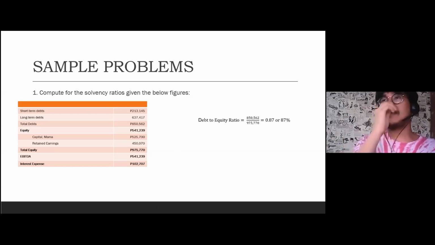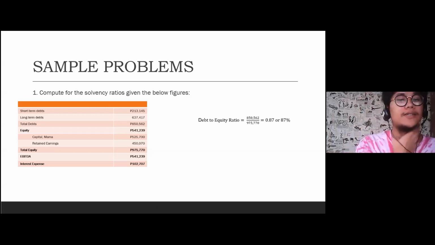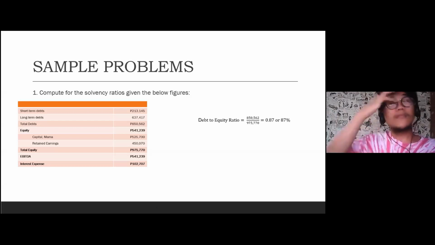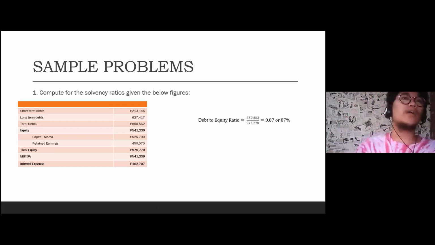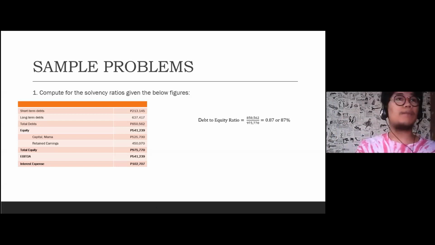Okay, so your debt to equity ratio is calculated at 87%. So ano meaning ng DE ratio na to? So guys, by the way, the higher the DE ratio, it means that the company is associated with high risk. Ibig sabihin kasi, your company uses more money from the creditors rather than using the company's equity.